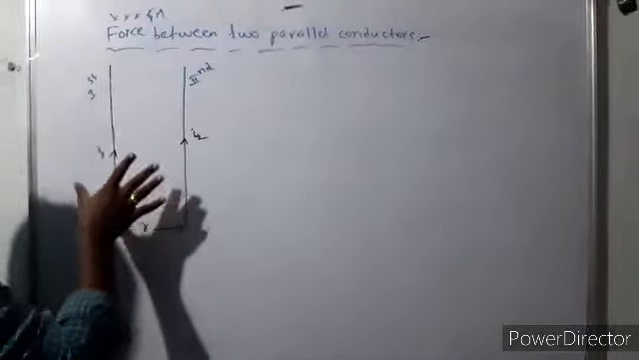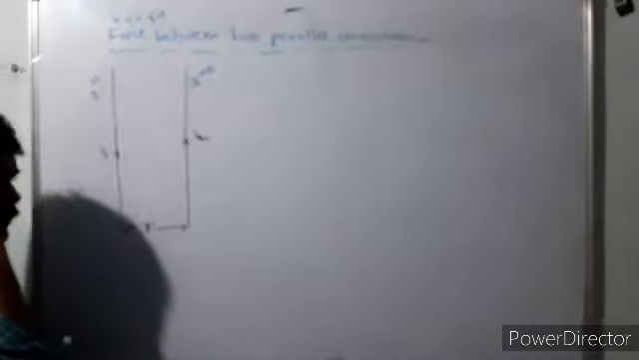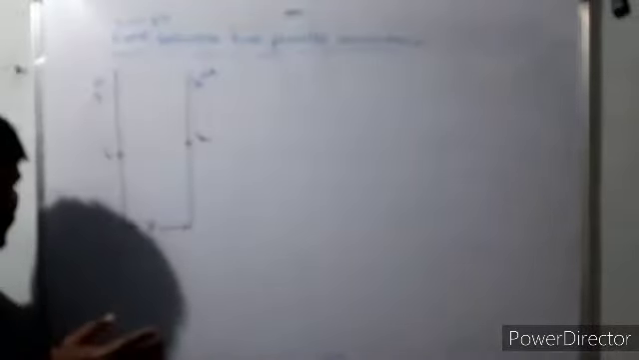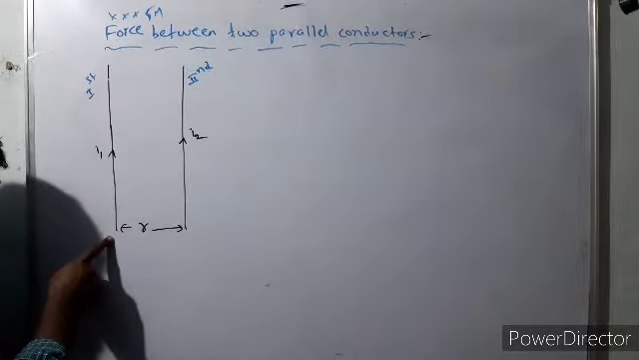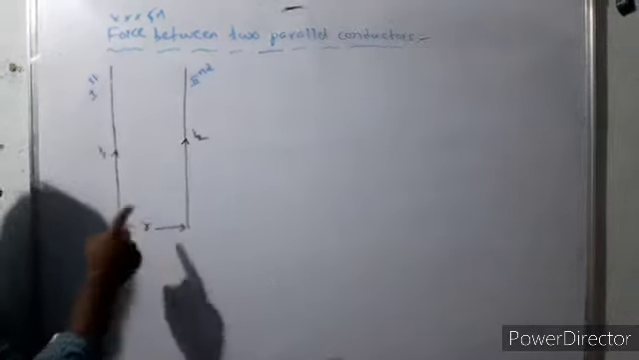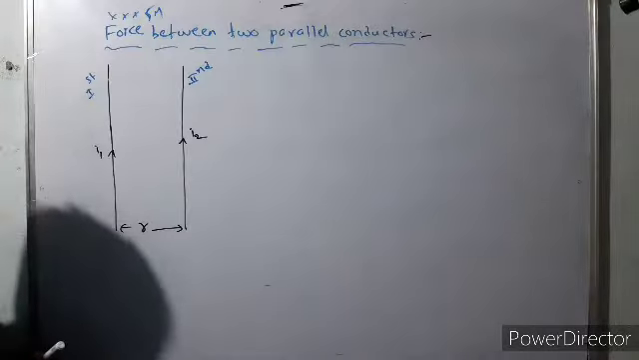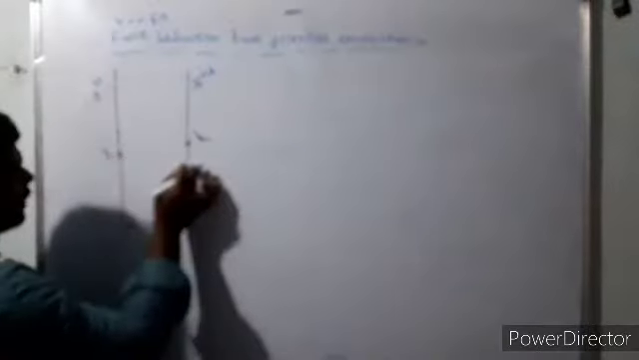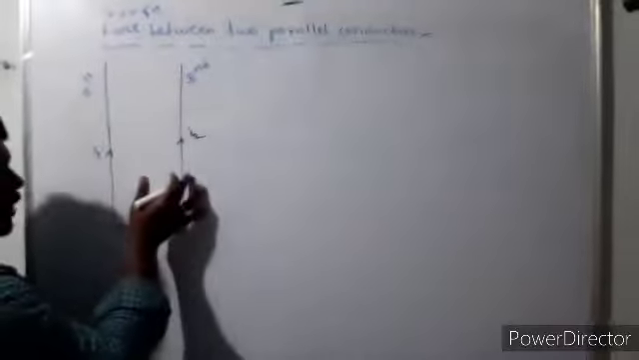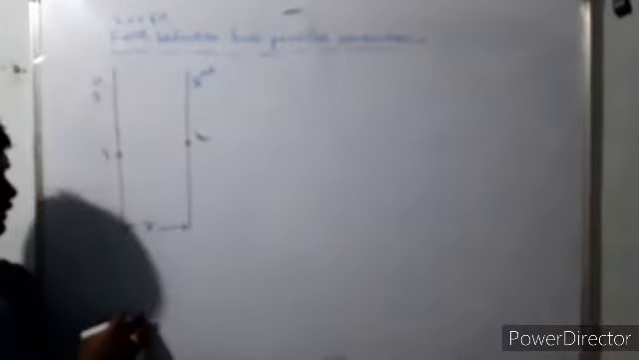There is a current in the two conductors. That is why the two conductors produce magnetic fields. A current carrying conductor produces a magnetic field. Here, the second conductor is in the magnetic field produced by the first conductor. Similarly, the first conductor is in the magnetic field of the second conductor. Now, let B1 be the magnetic field due to the first conductor, and B2 the magnetic field due to the second conductor.